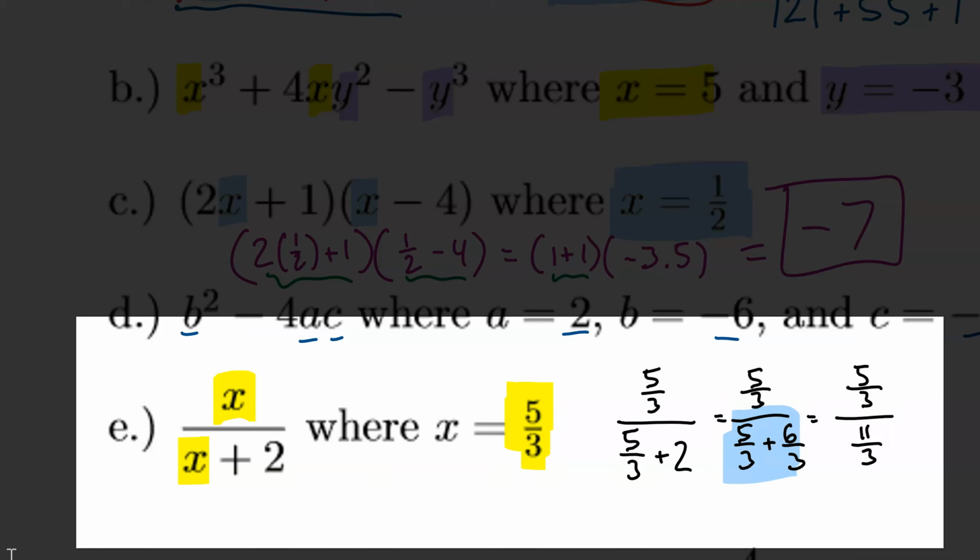And then the last step in our process, I want to multiply both the top and the bottom of the big overall fraction by 3 over 1, by 3. That's going to cancel each of these 3's, and we can see that the value of the expression when x equals 5/3 is simply 5 over 11.